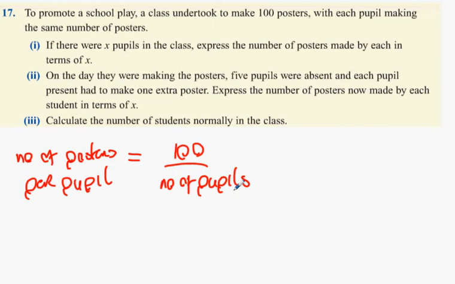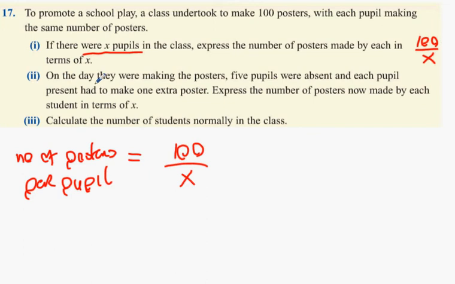If there's 25 pupils, you'd make 4 posters each. If there's 20 pupils, you'd make 5 posters each. How many pupils does it tell us we have? X. So I just have to put in X. That's all I can do. Okay. That's it done. That's question 1, it is 100 over X.